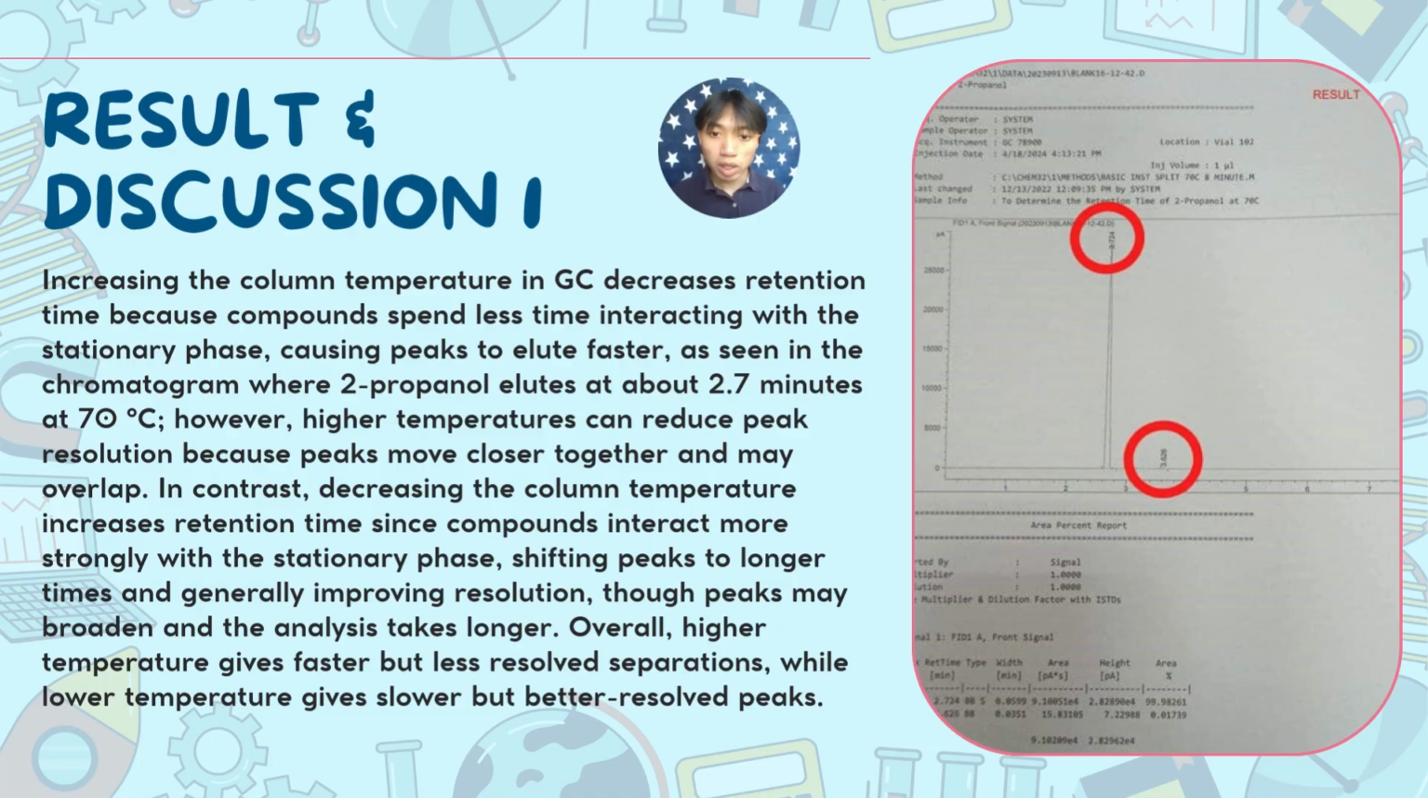In contrast, decreasing the column temperature increases retention time since compounds interact more strongly with the stationary phase, shifting peaks to longer times and generally improving resolution. Peaks may broaden, and the analysis takes longer. Overall, a higher temperature gives faster but less resolved separation, while a lower temperature gives slower but better resolved peaks.